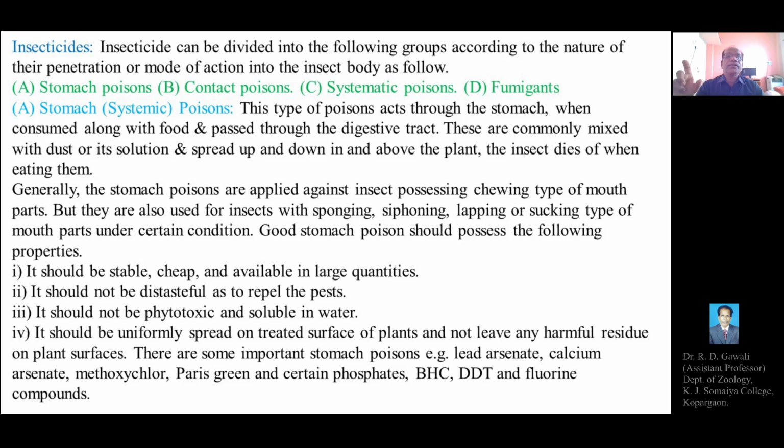Then insecticides. We are going to classify the different types of insecticides on the basis of their mode of action or nature of penetration. Insecticides can be divided into the following groups according to the nature of their penetration or mode of action into the insect body.